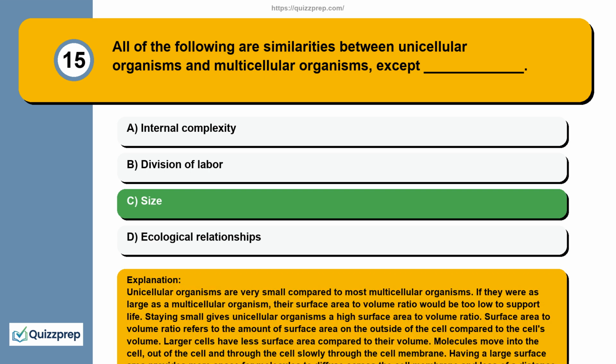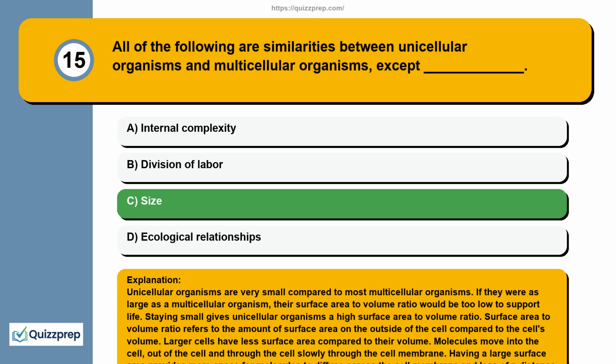Unicellular organisms are very small compared to most multicellular organisms. If they were as large as a multicellular organism, their surface area to volume ratio would be too low to support life. Staying small gives unicellular organisms a high surface area to volume ratio. Surface area to volume ratio refers to the amount of surface area on the outside of the cell compared to the cell's volume.